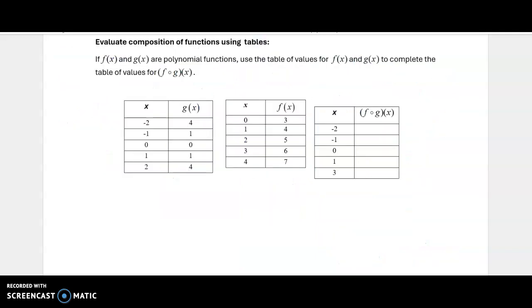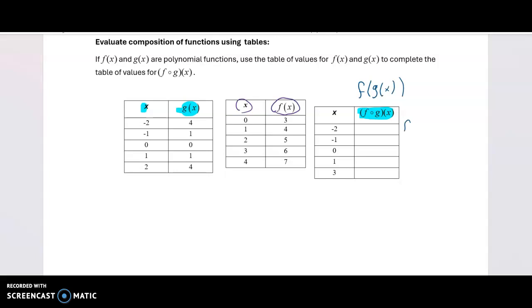Okay, let's move on. Rather than looking at our traditional equations, you can also compose functions if you have tables of values. So we're going to do that for these examples here. We have on the left x and g of x, and then we also have a table for f of x for given x values. We're going to use that to fill out our table on the right, f of g of x.